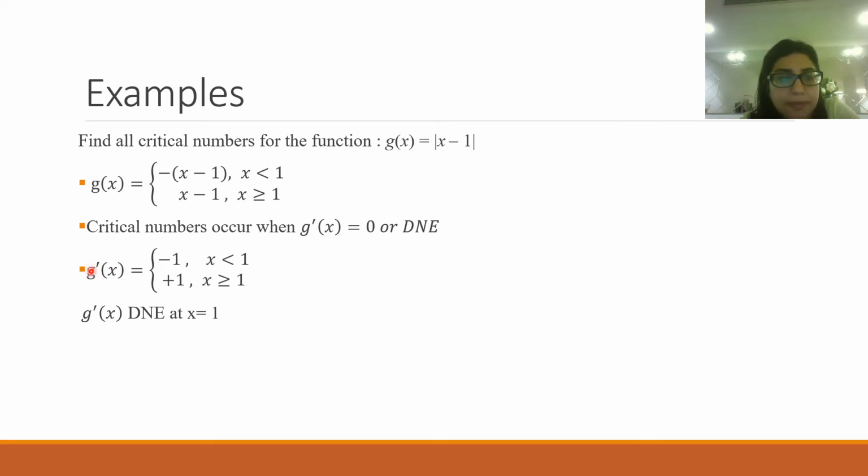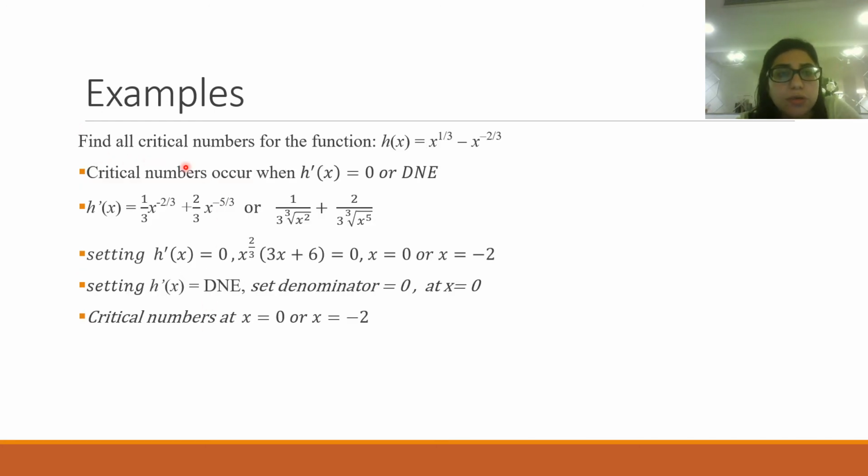All right, so let me see. I'm doing the derivative of this function. It's -1 when x is less than 1, it's +1 when x is greater than or equal to 1. If you remember, I can also say that the derivative does not exist if the right and left limits, or the right and left derivative at the same point, do not agree. At x equals 1, you have -1 from the left and you have +1 from the right. Therefore, the derivative does not exist at x equals 1. So x equals 1 is a critical number.